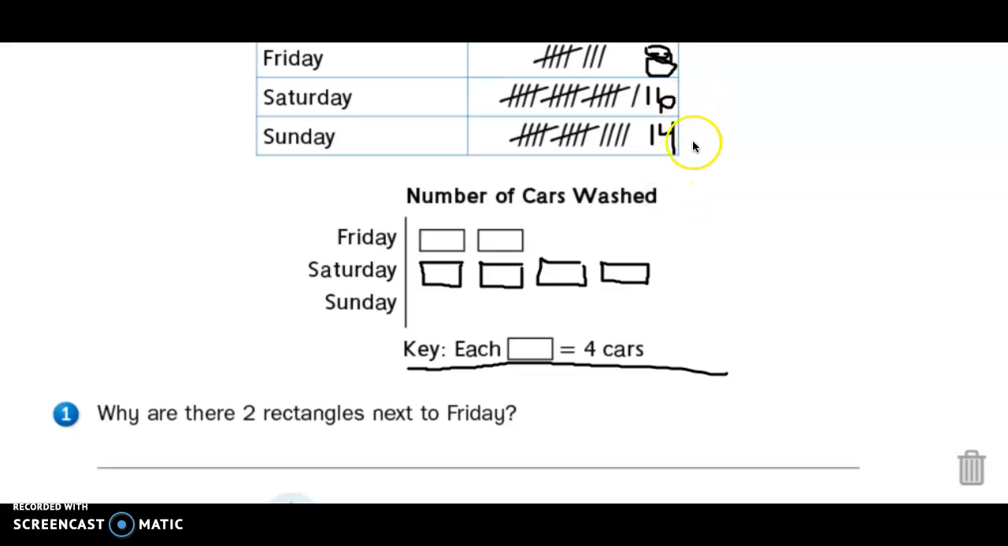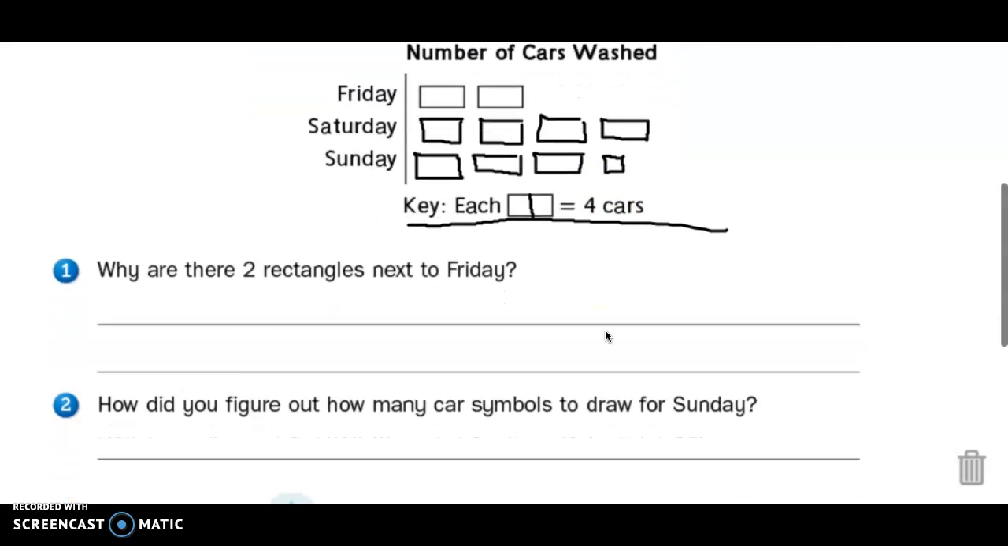Good. Now, how would we make 14? Well, if I have 16 and I take away 4, I have 12. Is that enough? No, because 12 isn't 14. I need 2 more cars, right? 4, 8, 12. Oh boy, if this whole one's 4, I need half of that. So I would draw a half rectangle, because if a whole rectangle equaled 4, then half equals 2.